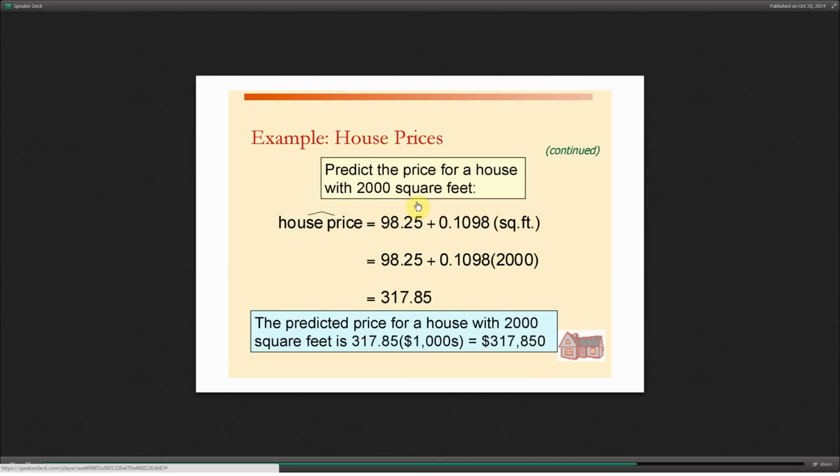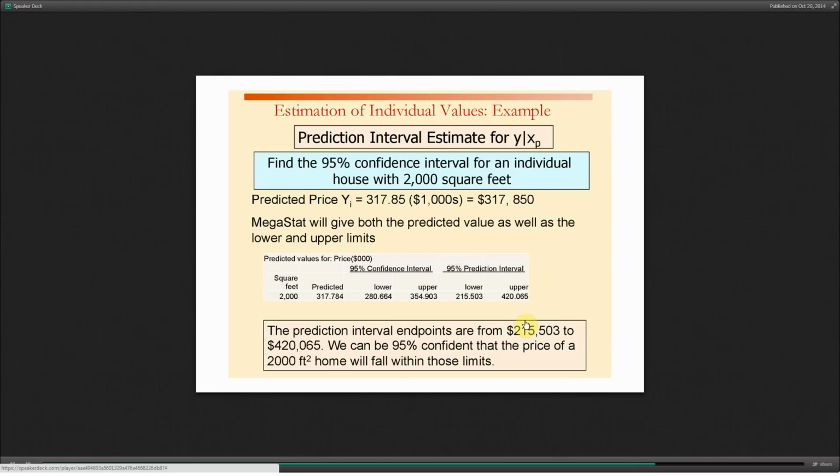Then what I want to know is how good is that? So I put that in here and I calculate that it's 317.85. So the predicted selling price for a house with 2,000 square feet is 317.85 thousand, so 317,850. Again, this is the predicted value given that independent variable value. So how good is that? It'd be based on the prediction interval.